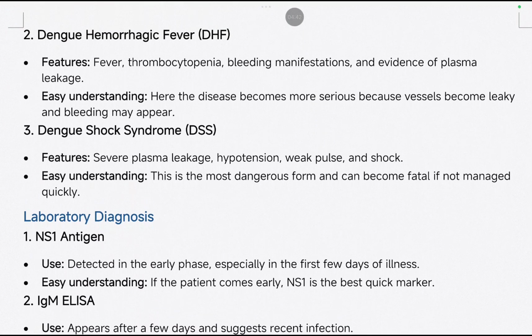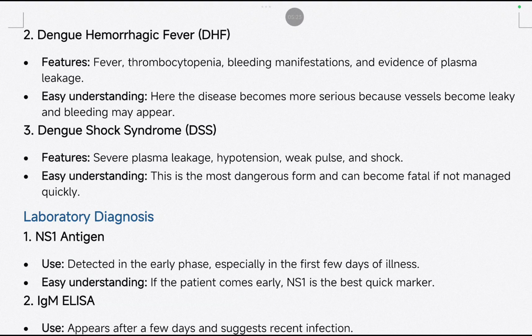Second is dengue hemorrhagic fever. This is the second, severe form, more dangerous than simple dengue fever. Here you would get fever, thrombocytopenia, decreased platelet count, and due to that bleeding manifestations along with evidence of plasma leakage. You might have heard of people getting plasma injected into their blood. This happens in DHF. The disease becomes very serious because vessels become leaky and bleeding does not stop. So we have to give vitamin K, which helps in clotting, and tranexamic acid. The whole treatment is required to make the patient stable.